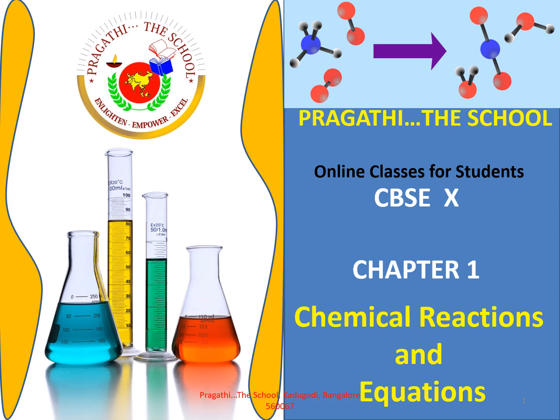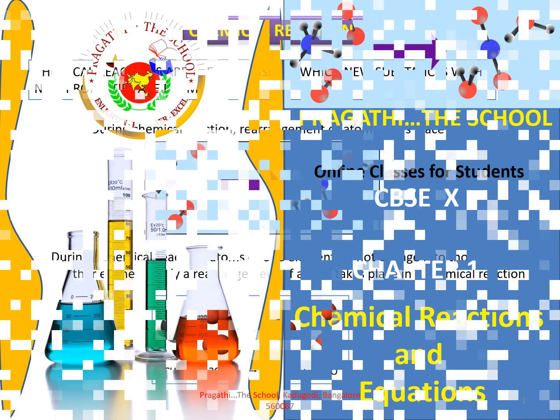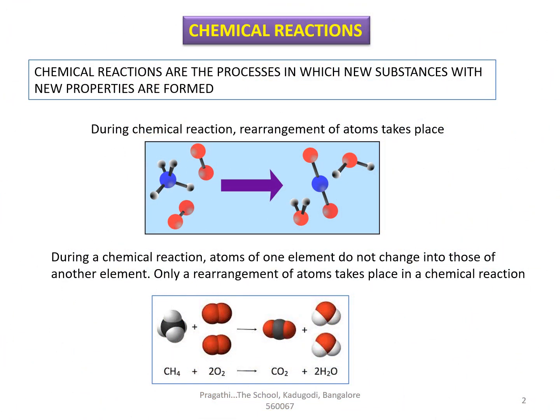This is chapter 1 of chemistry, which is chemical reactions and equations. We'll learn about chemical reactions. What do you mean by chemical reactions? The name says chemicals. That means chemicals are involved in some reactions. Okay, we will see the definition of it.